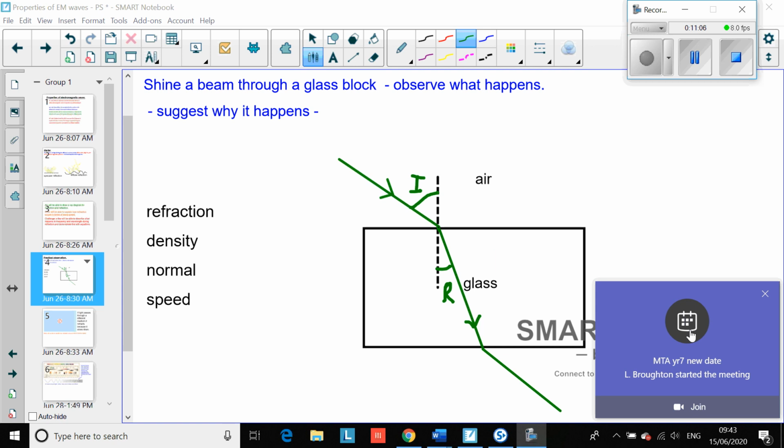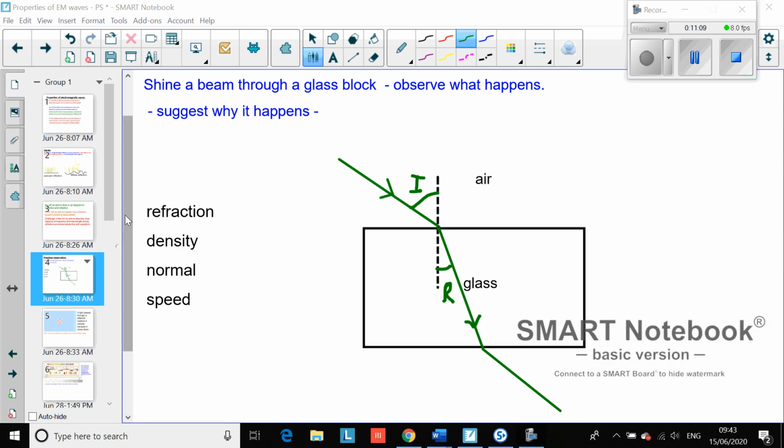Okay, right, so can everyone just make sure they've added that in as a footnote, please?